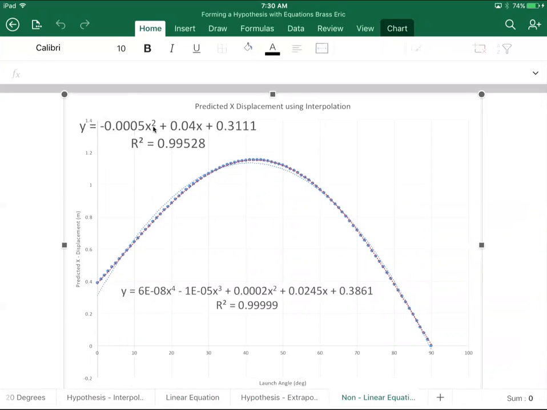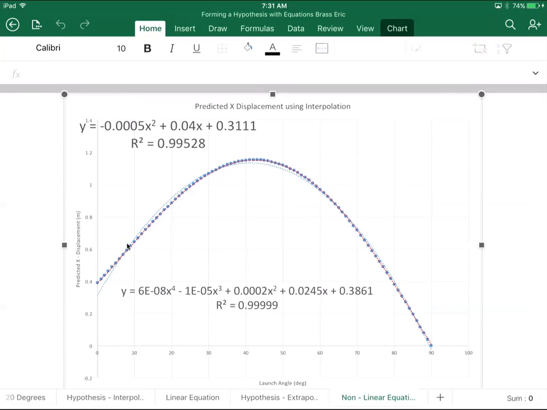We have 2 equations. We have one that's quadratic, and then we have one that's quartic. The one that's quadratic, the correlation coefficient is pretty good. It's 0.99528. So the closer that gets to 1, the better. In the quartic equation, the correlation coefficient is even better, and that's that R squared. It's 0.99999. And so it's the red line connecting all of these dots, okay?